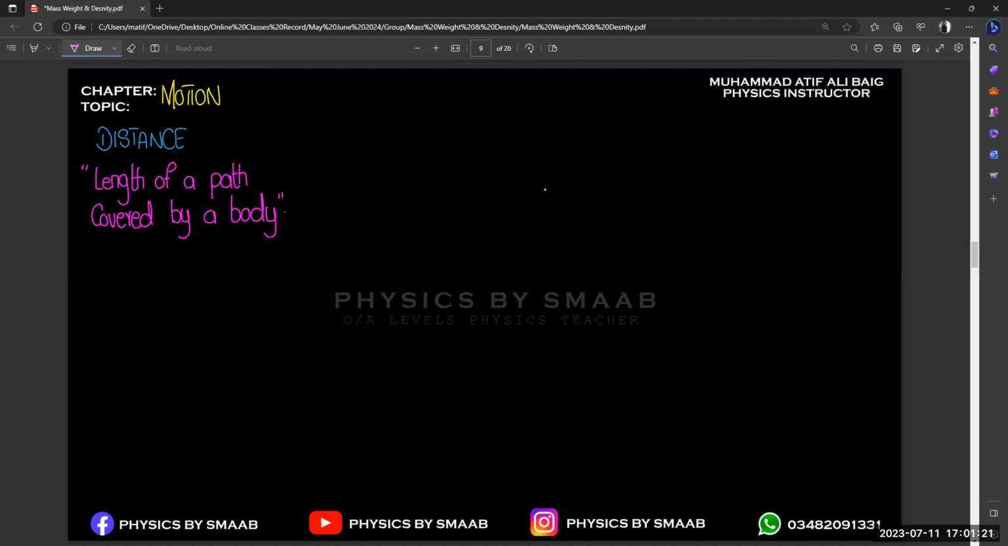Let's suppose you want to walk from your home to your school, so your starting point is your home and your ending point is your school. So you are basically going to cover the length of a path, the distance, or in simple words, you need to cover all the length between your home and school. So that is the concept of distance, right?